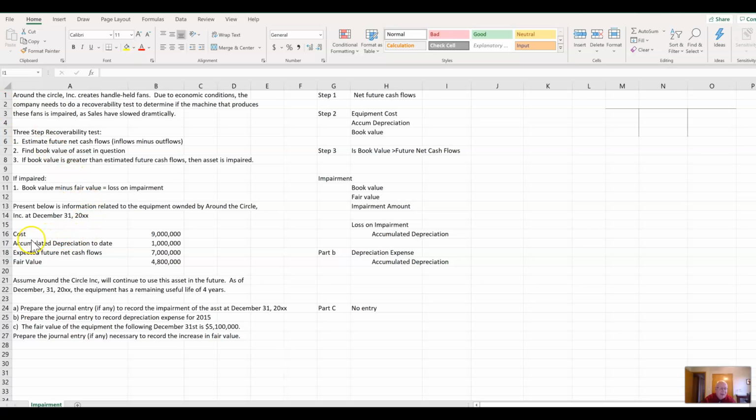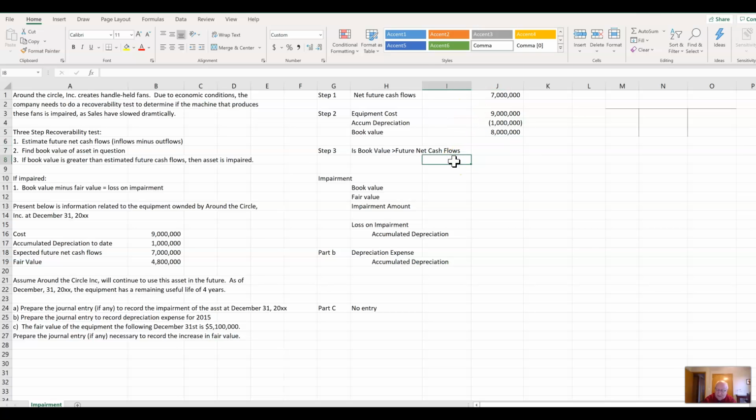So for this information we have, the cost is $9 million. The accumulated depreciation so far has been $8 million. The expected future cash flows is $7 million, and the fair value is $4,800,000. Okay, so step 1 is determine the net cash flows minus the inflows. Well, the net cash flows is $7 million. Now, for the book value, we have $9 million minus $1 million, and so the book value then would be $8 million.